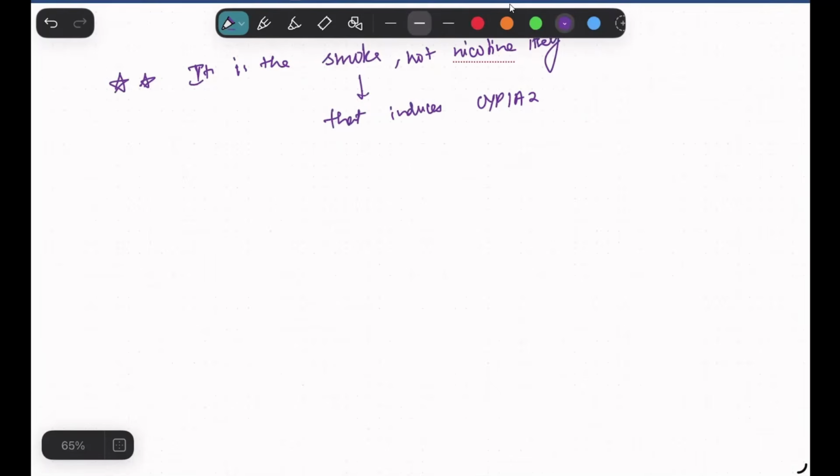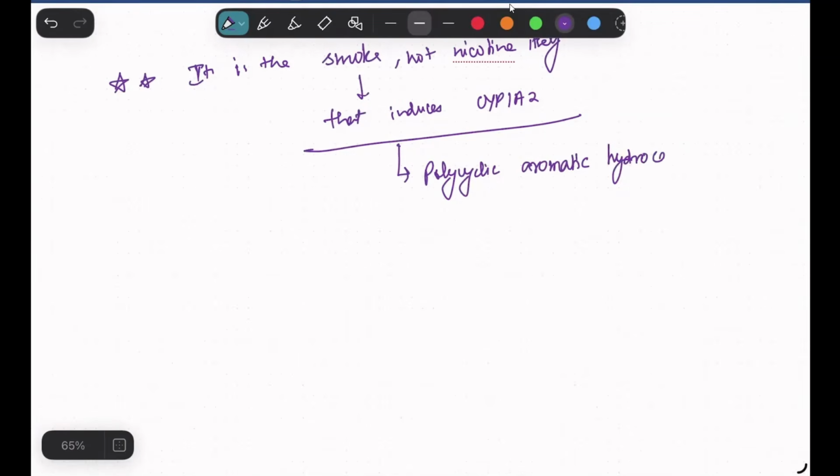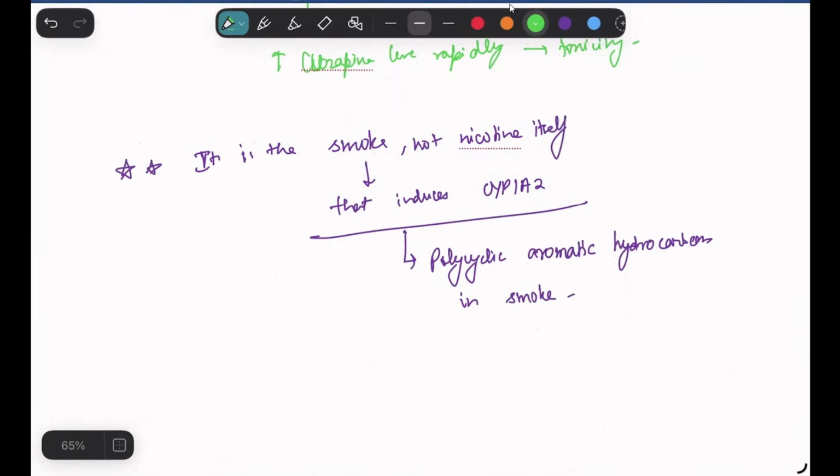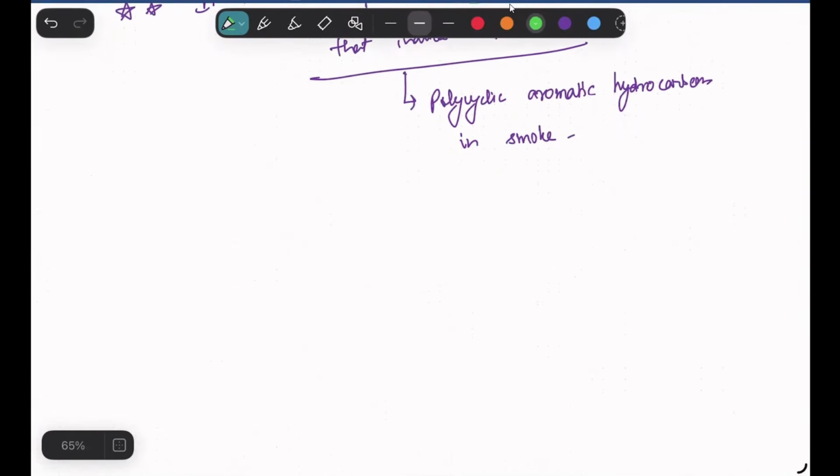Okay, so the induction which is happening is actually occurring by polycyclic aromatic hydrocarbons in smoke, not by the nicotine. So this is actually important for you to know. So suppose someone is taking nicotine lozenges, will the clozapine level decrease? No, not at all. Okay, this is clear.